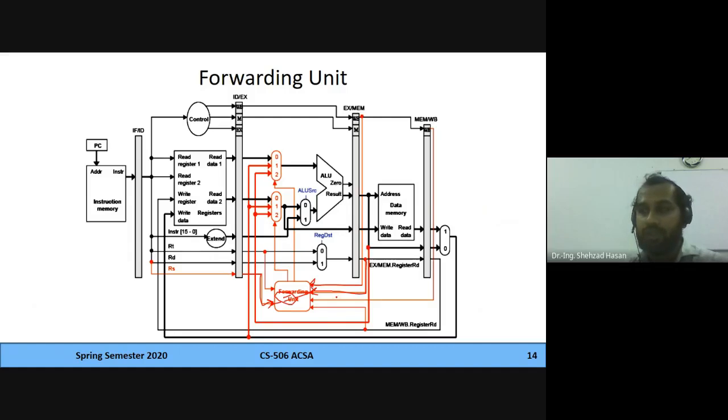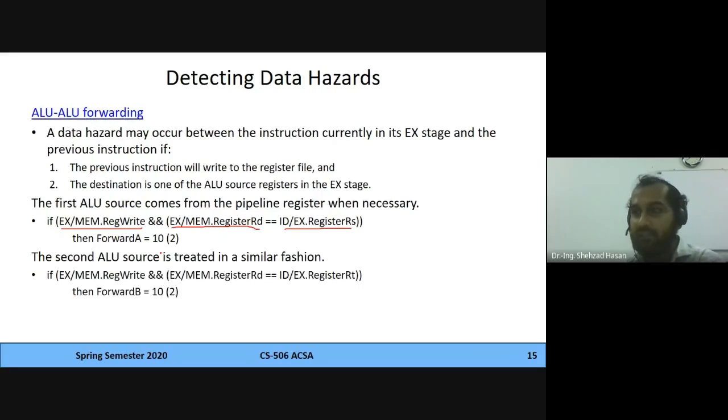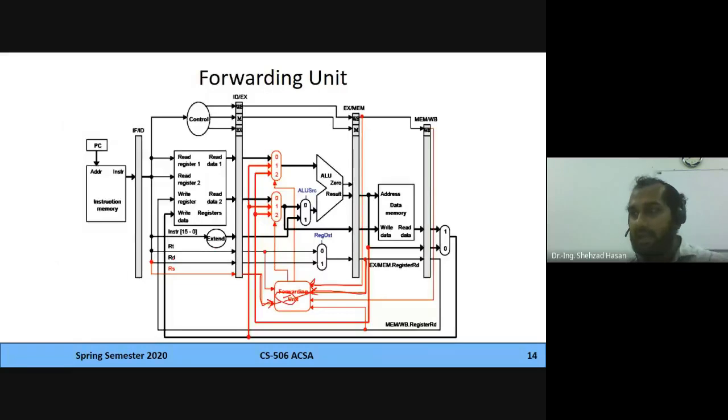Now this was for the first condition, and for the second condition the only thing different in this one is the RT. So we are also providing RT contents here to the forwarding unit. So internally there would be another comparator which is going to compare RT value and RD value together.